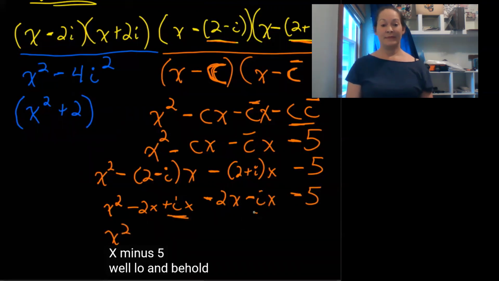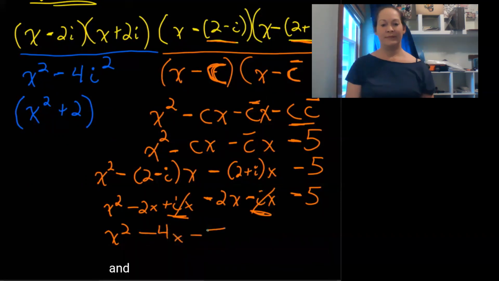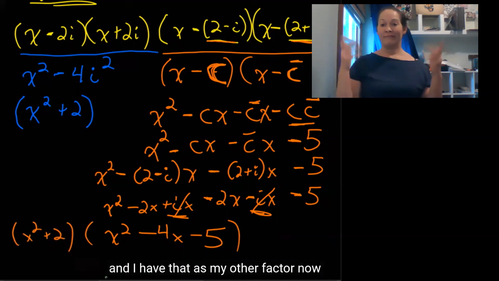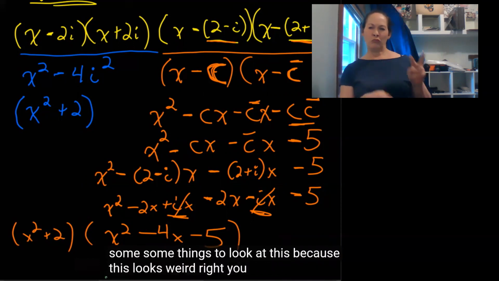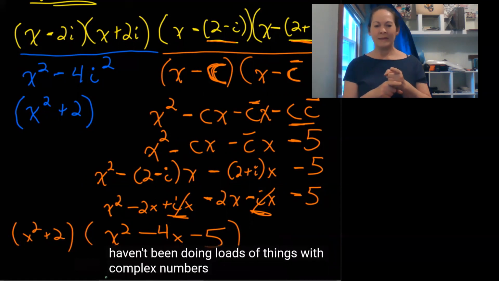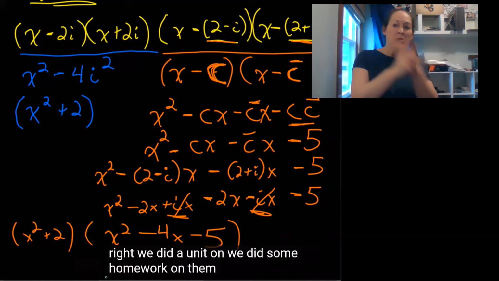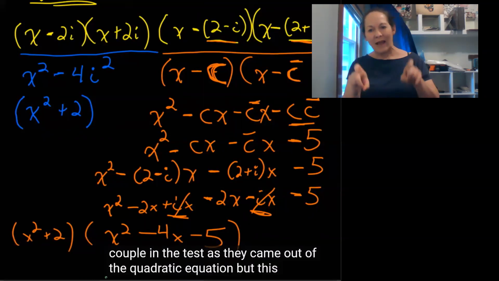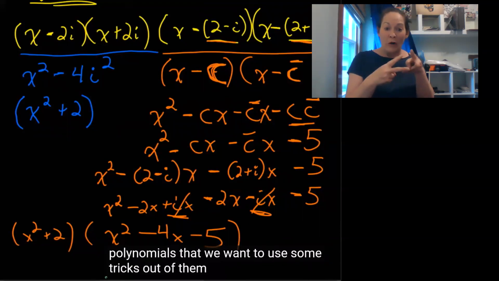Well, lo and behold, those two things get rid of each other, and I have that as my other factor. Now, some things to look at, because this looks weird, right? You haven't been doing loads of things with complex numbers or multiplying them. We did a unit on them, we did some homework on them, and I think I put a couple in the test as they came out of the quadratic equation. But complex conjugate pairs now pop up in polynomials that we want to use some tricks on.